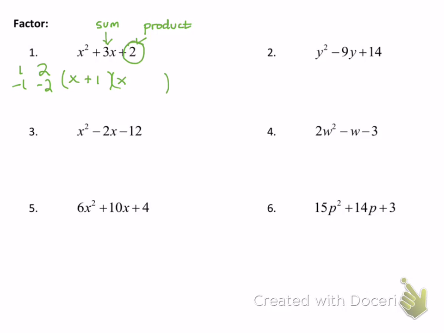It's positive 1 and positive 2. These are my factors. Okay? Pause the video. Try number 2. Which two numbers multiply to a positive 14 but add to a negative 9?